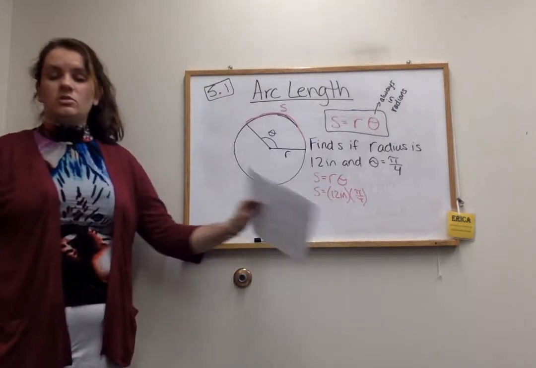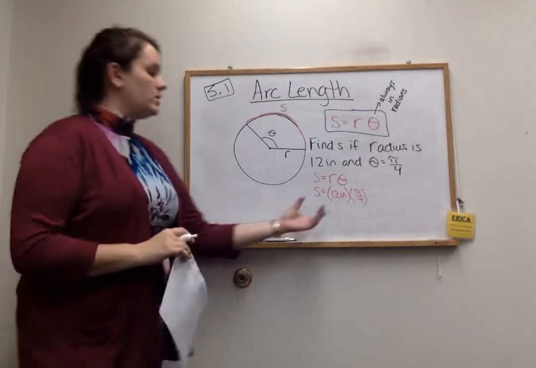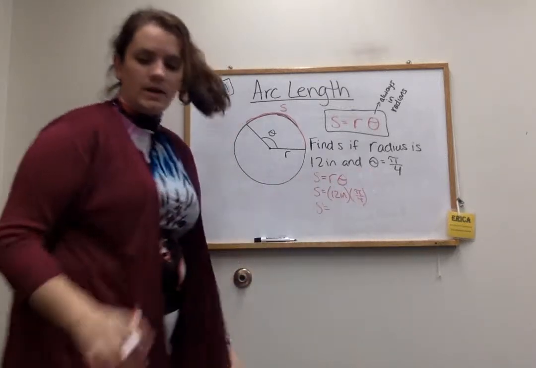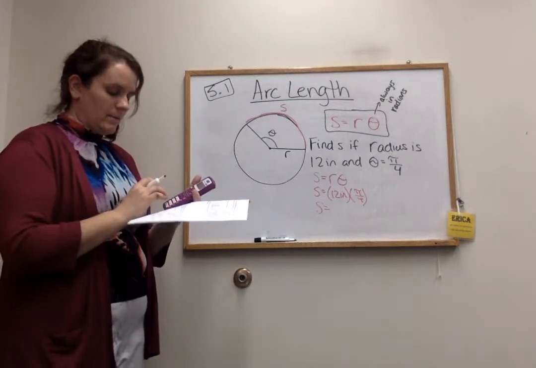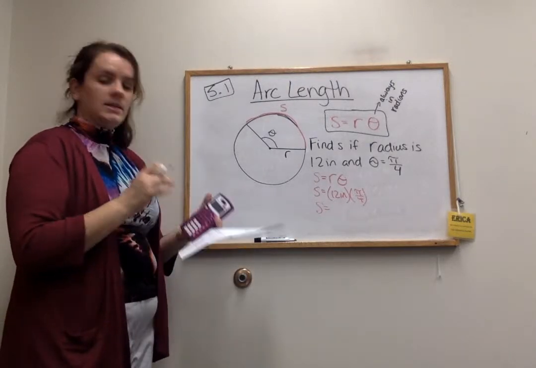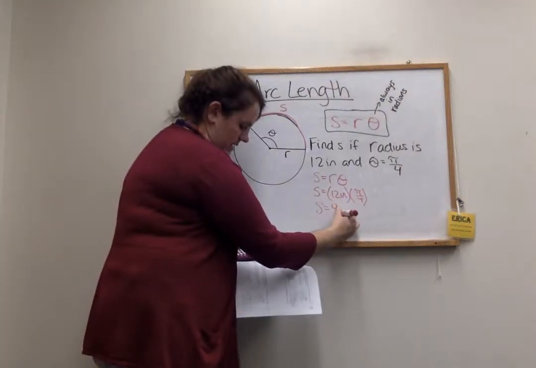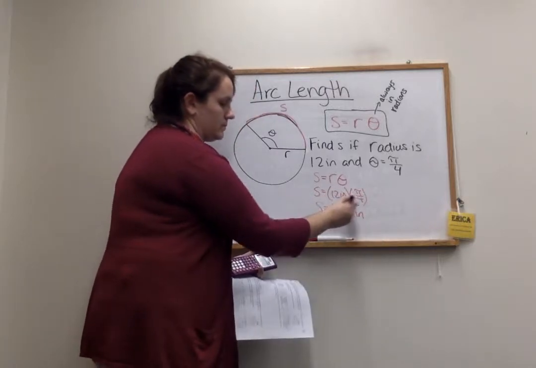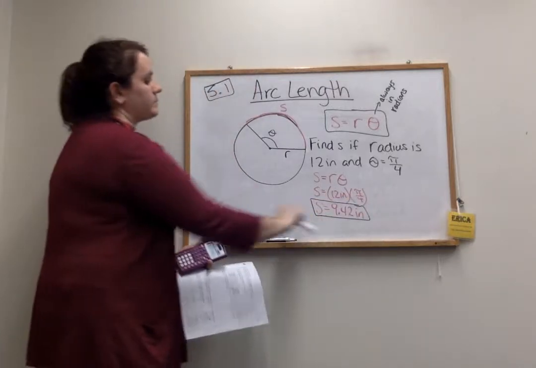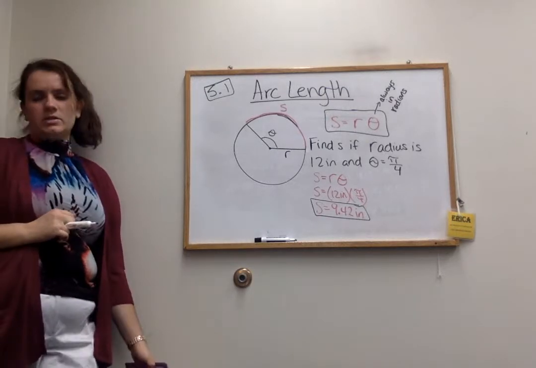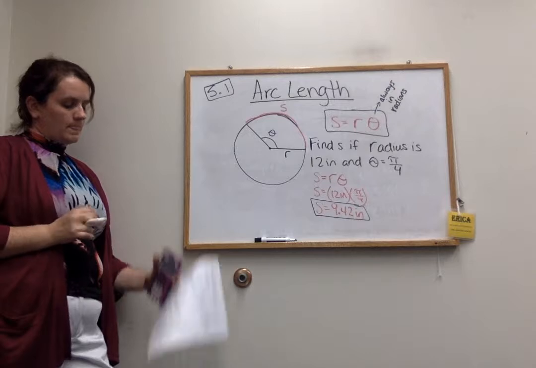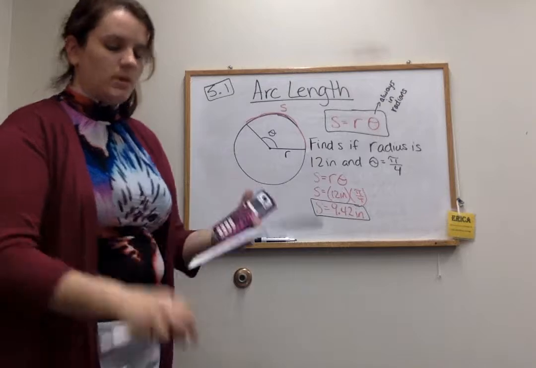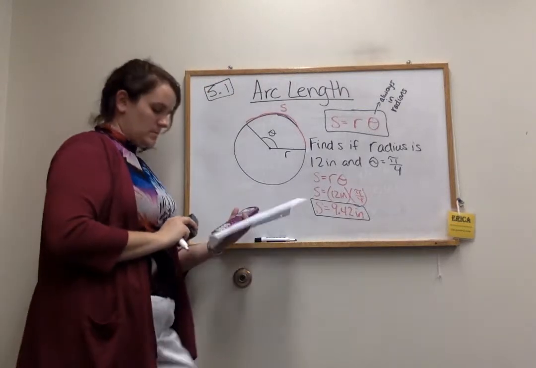Now, with these questions, they usually do not ask you for an exact value. So you can literally plug this into your calculator: 12 times pi divided by 4, and actually use your pi button, to get a decimal answer. Our arc length here would be 9.42, and the unit would be inches. So it's just a matter of plugging into the formula. That's the first example. We're going to look at just one other example because these are pretty straightforward.